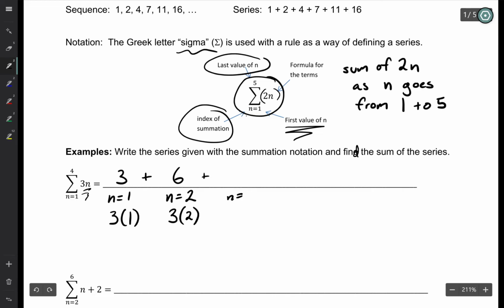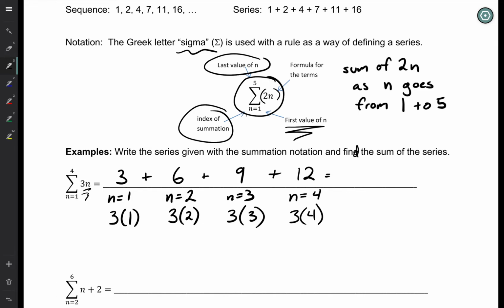Plus n equals 3. It becomes 3 times 3, which is just 9. And then I have n equals 4. That's where I want to get to, because my upper limit, my last value of n, is 4. So n equals 4 is the last one I have to find. I got 3 times 4, which is 12. So then, there should be a plus sign. Be careful with your notation. My answer then is going to be these things added together. Well, 3 plus 6 is 9, plus 9 is 18, plus 12 is 30. So my answer is 30.